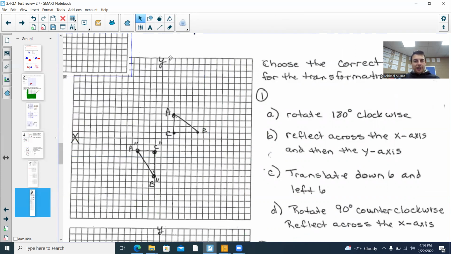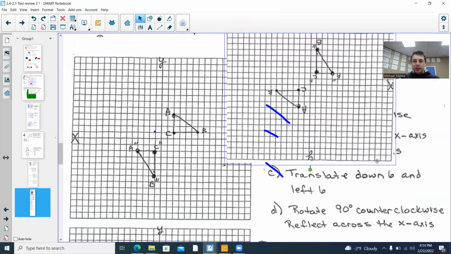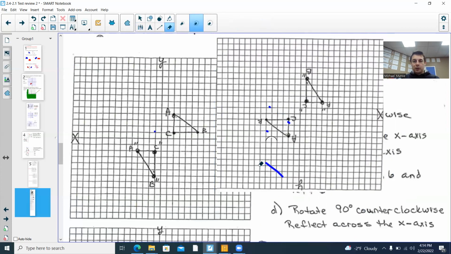So B, reflect across the x-axis, and then on the y-axis, I know that it would look like this, and then I flip it downward, I'd have something that looked like this, which is not going to be the same. So it can't be that one. And then translate 6 down and 6 left. It can't be that one because that would just be meaning it's going over and down, but this one did rotate. So process of elimination, it has to be D. It rotated 90 degrees clockwise, counterclockwise, I mean. So remember, if we had our paper and we rotated it 90 degrees clockwise, it would look like this.